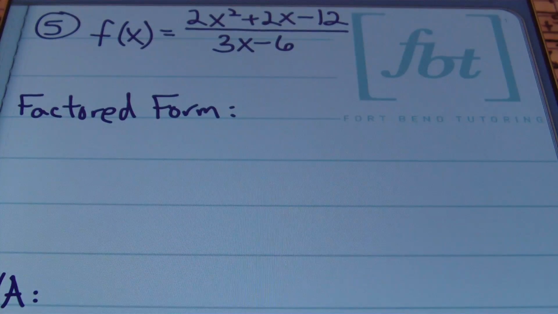Problem number 5, ladies and gentlemen. That's right. We have f of x equals 2x squared plus 2x minus 12 divided by 3x minus 6. We want to factor our original function completely.